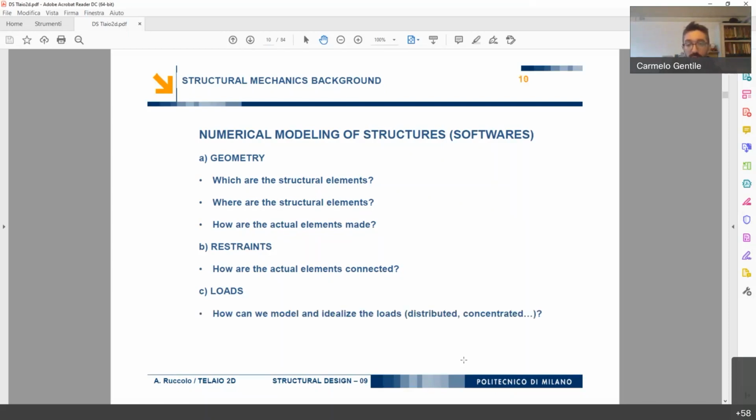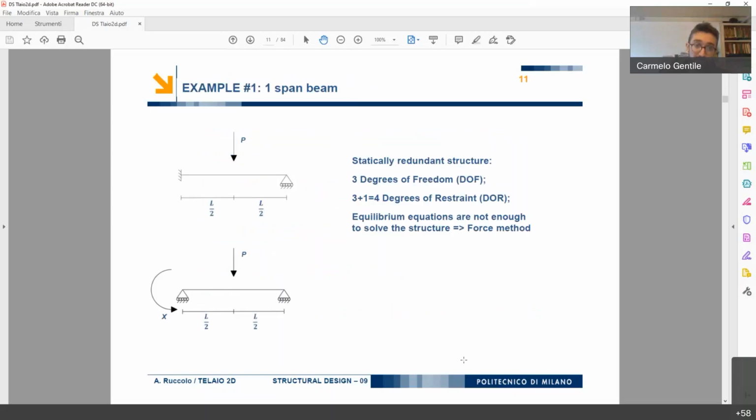And then the loads. How can we model and idealize the loads? We have distributed loads, we have concentrated loads, and so on. So let's start from the first example. We have a one-span beam. Okay, so we have just a span with a beam that is completely restrained on the left-hand side and simply supported on the vertical on the right-hand side. A concentrated load is applied at midspan, so perfectly at one half of the beam.